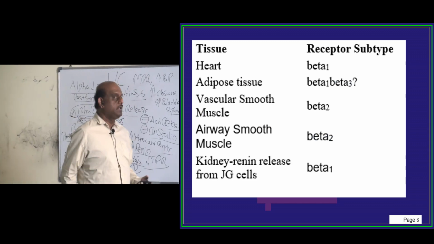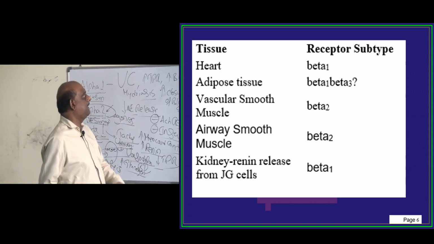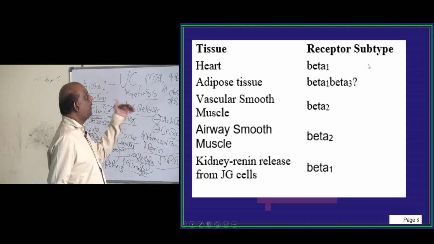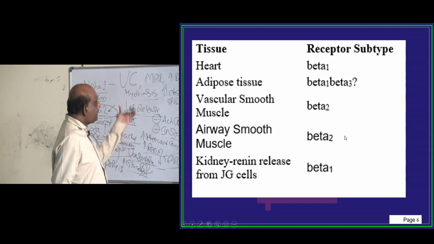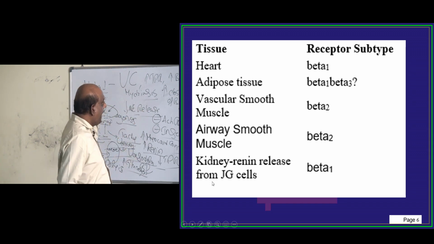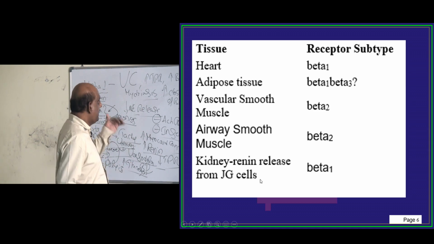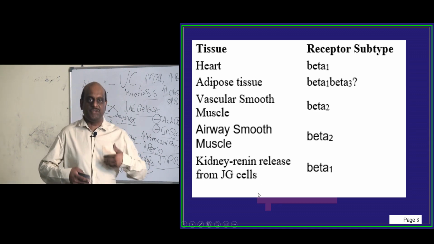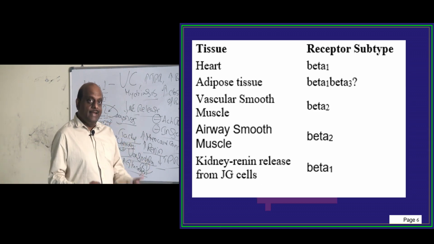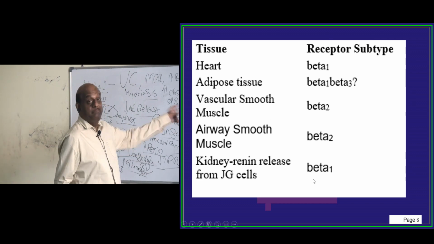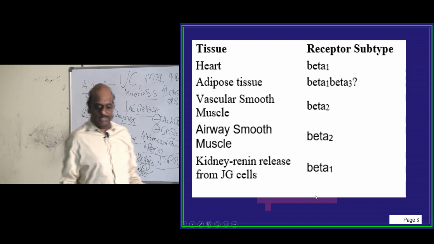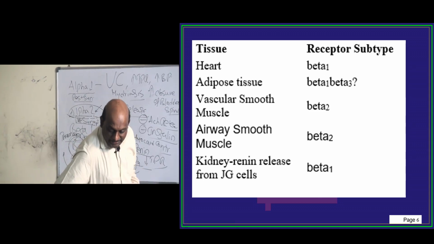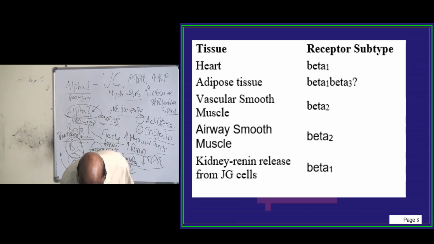So to summarize, on the heart you have beta 1, on the adipose tissue you have beta 3 and also beta 1, vascular smooth muscle beta 2, airway smooth muscle beta 2, and in the kidney, renin is released from the juxtaglomerular apparatus because beta 1 receptors are there on the juxtaglomerular cells, which you need to ultimately remember. Right?